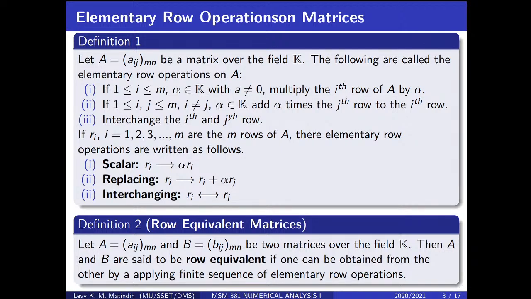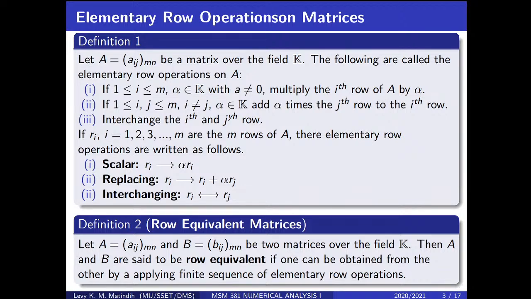Let's look at the matrix A. Let matrix A be some n by n matrix over the field K. Then the following are called the elementary row operations on matrix A. These which I've listed are called the elementary row operations on matrix A. The first one is that if 1 is less than or equal to i, which is less than or equal to m, that is the rows, and alpha is some constant not equal to 0.